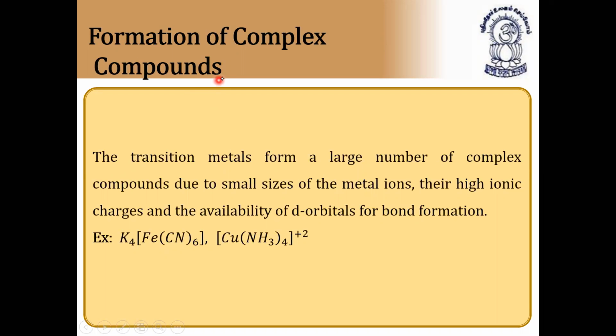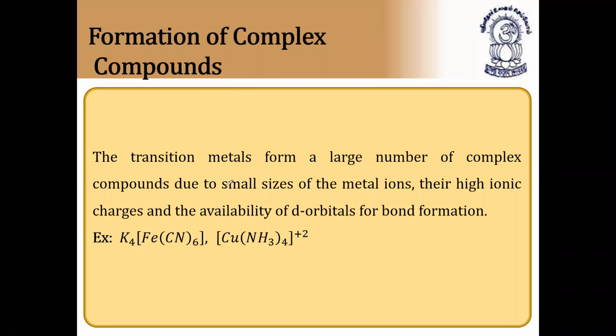Formation of compounds, colored compounds, complex compounds. Next property, a very important property, is complex compound formation. Due to the availability of d electrons, they form complex compounds. The transition metal ions form a large number of complex compounds due to the small size of the metal ions, their higher ionic charges, and the availability of d orbitals. These reasons are very important.